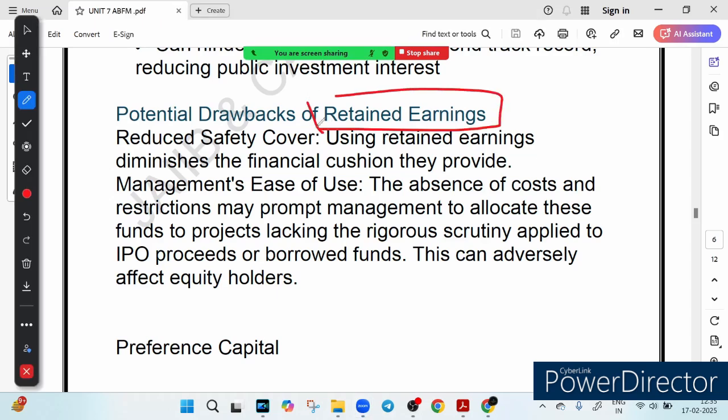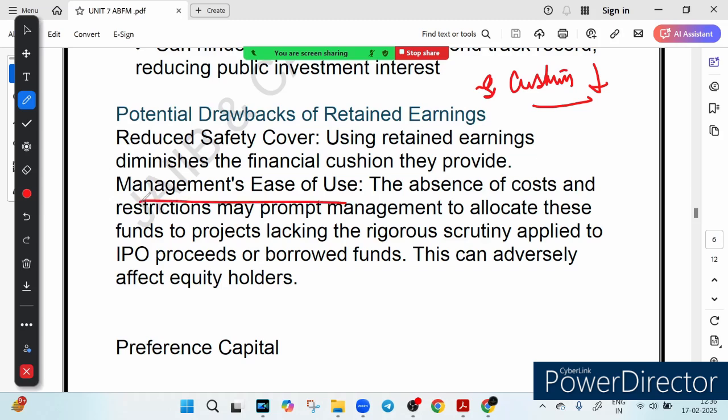So the key drawback of retained earning is reducing financial cushion, right? So financial cushion reduce. It means that retained earning are like company safety net, right? So if they keep using this fund, their financial backup will weaken, making them more vulnerable in the tough time.